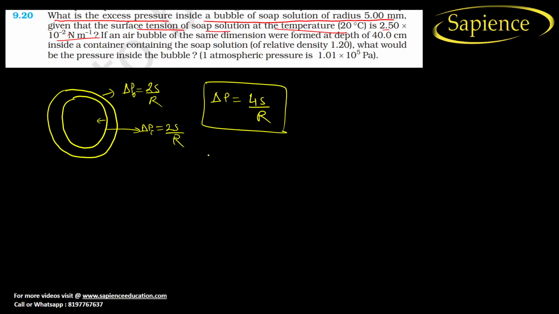Now if we put the values here, how will you put in the values for the excess pressure? So this will be 4 into surface tension, which is 2.5 into 10 to the power minus 2, divided by 5 into 10 to the power minus 3. So this is equal to 20 Pascal. So this is the excess pressure inside the bubble.